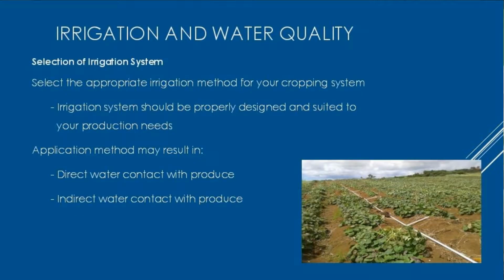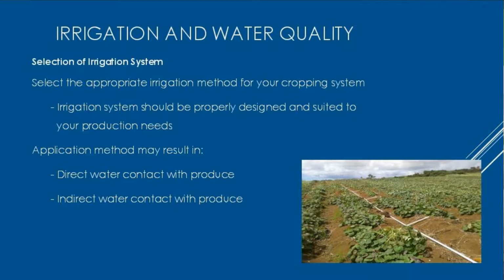Next one we're going to is irrigation and water quality. The selection of the irrigation system is very important. You must select the appropriate irrigation system to suit your crop system. The irrigation system should be well designed and suited to that crop production's needs.